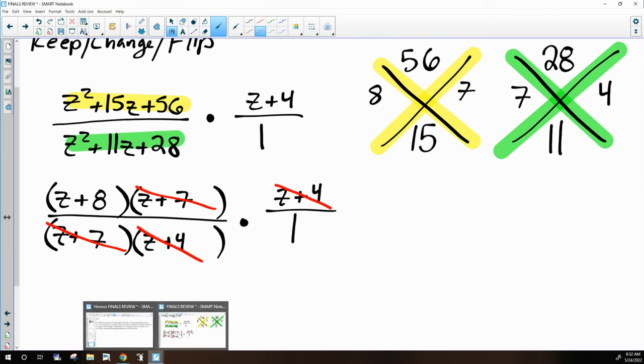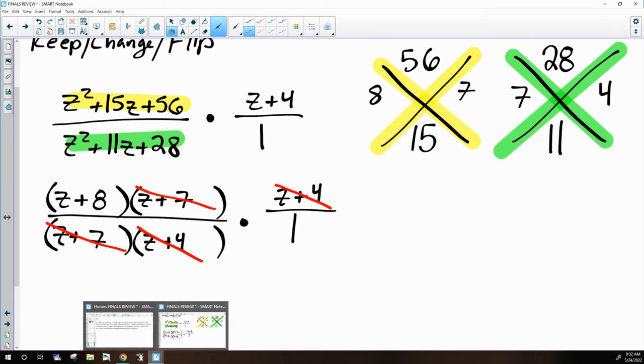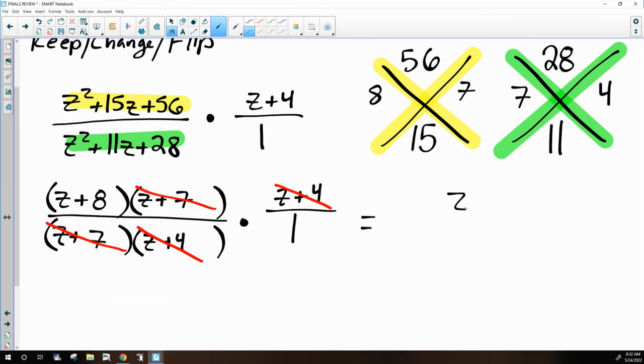So if this is Z plus 7 on the top and another Z plus 7 on the top, correct. They have to be 1 on top, 1 on bottom. Yep. So all that's left on the top is Z plus 8. All that's left on the bottom is 1. Nothing else we can simplify. Nothing else we can factor. Nothing the same on the top and the bottom. You are done. Your answer is Z plus 8 over 1.